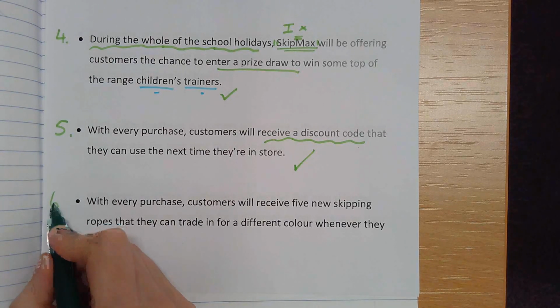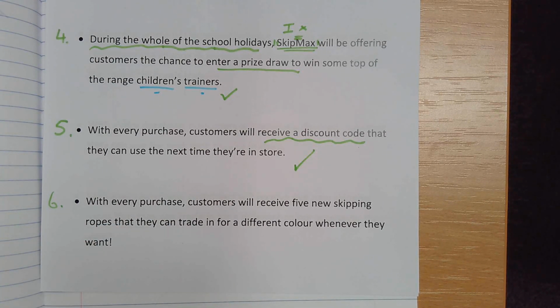And finally, number 6. With every purchase, customers will receive 5 new skipping ropes that they can trade in for a different colour whenever they want. Wow, sounds fantastic! If you had 6 children who didn't know how to share and who loved skipping all of the time. Why is that not suitable? I've given you a bit of a clue there.